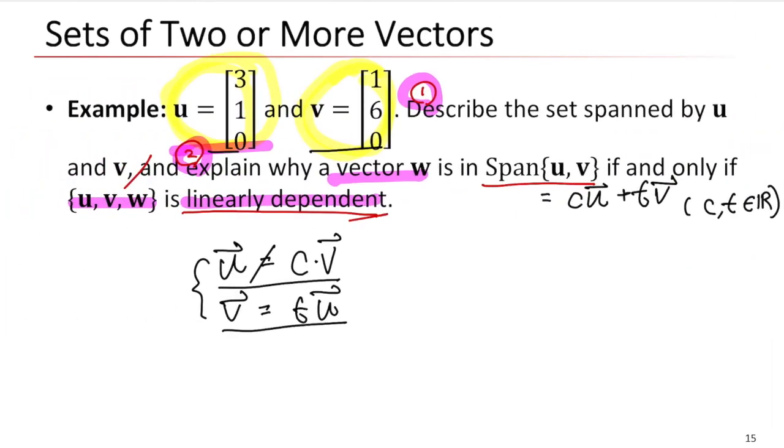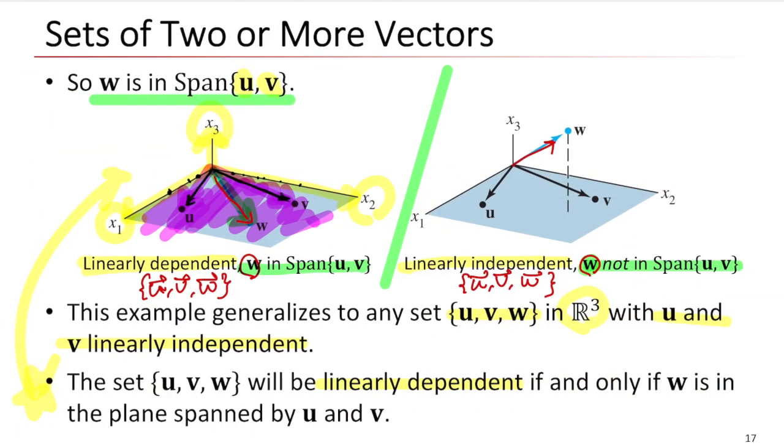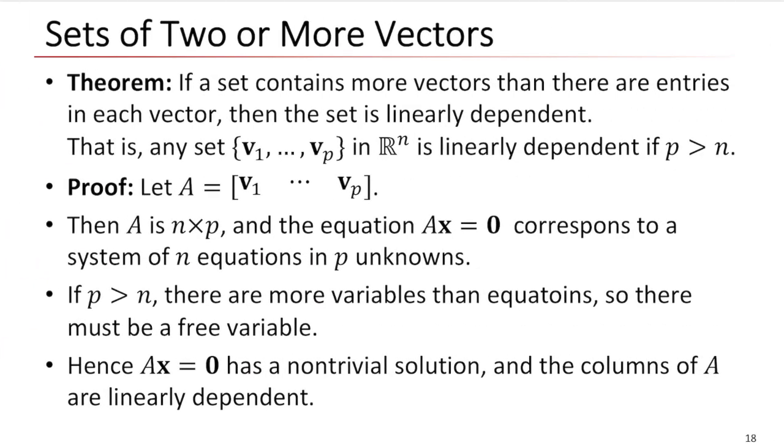So if we go back to the question, explain why, if a vector W is in the span of U, V, then U, V, W is linearly dependent. It means that if some vector in the set is represented by the span of the others, we can say that set is linearly dependent. In other words, if some vector W is not represented by the span of U, V, then this set is the linearly independent case. So this is the definition of linear dependence and linear independence.